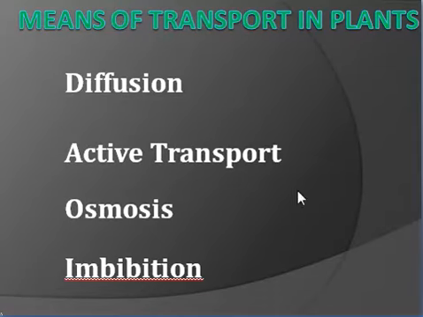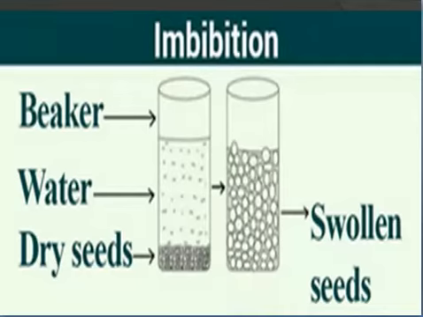Diffusion, active transport, osmosis, and imbibition are the four means of transport in plants. Already we have completed diffusion and osmosis. Now let us move on to imbibition.